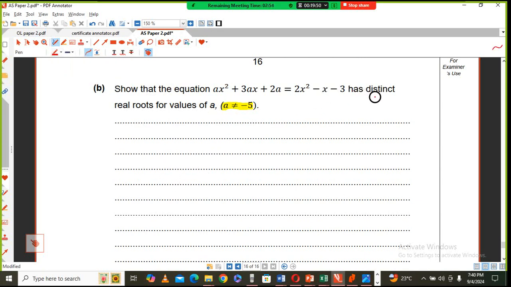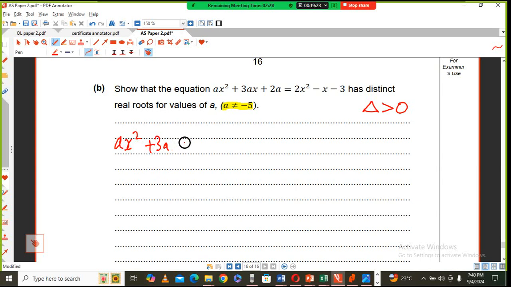But when they say something must have distinct roots, what can you tell me about the discriminant? It is greater than 0. It can't be greater than or equal to 0 because if it's equal to 0, it's just going to be something that touches, right? Distinct means it crosses at 2 places, yeah?